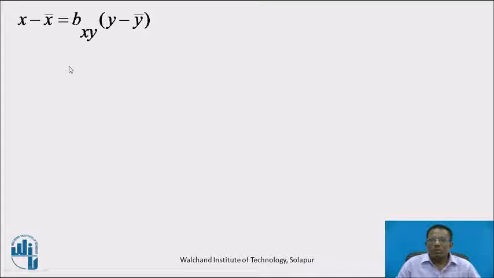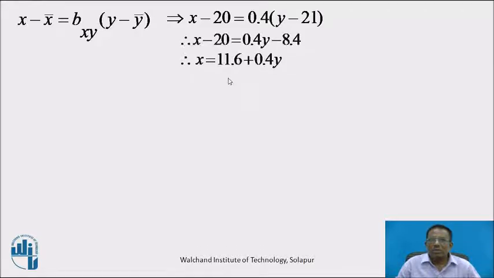Now, substitute the values of x bar, y bar and b suffix xy in this equation. We get x minus 20 is equal to 0.4 into bracket y minus 21. So, this gives x minus 20 equal to 0.4y minus 0.4 into 21, which is 8.4. Therefore, x equals, taking minus 20 to the right side, it becomes plus 20 minus 8.4 is 11.6, plus 0.4 into y. So, this is the equation of the line of regression of x on y, and it should be in the form x equal to a plus b into y.